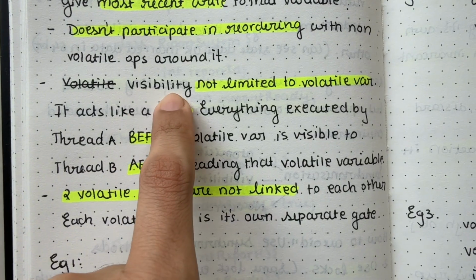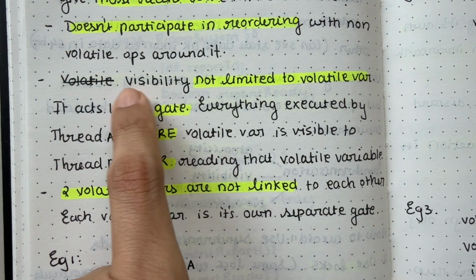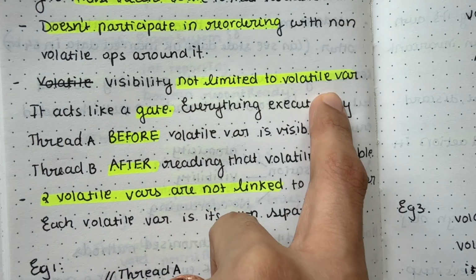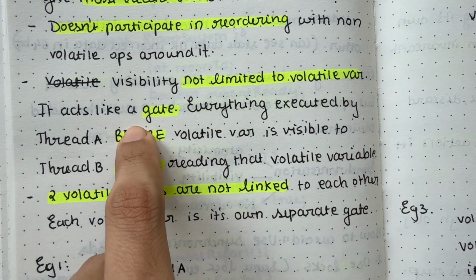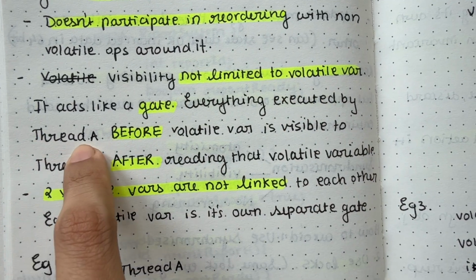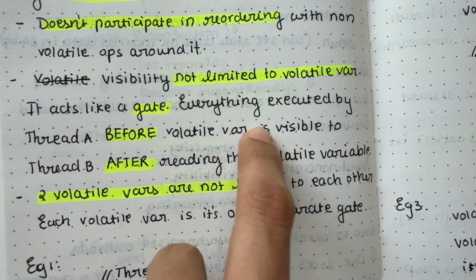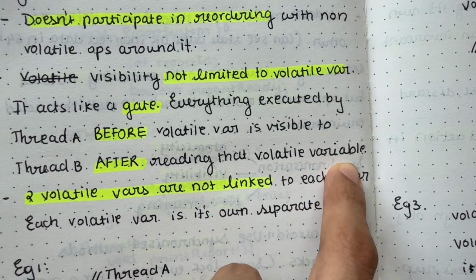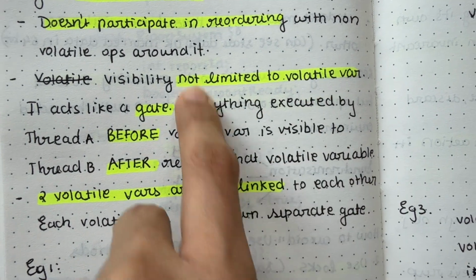Let's delve more into the visibility aspect. Visibility of a volatile variable is not limited to the variable itself. The variable acts like a gate. Everything executed by thread A before the volatile variable is visible to thread B after reading that volatile variable. Let's look at this with an example.